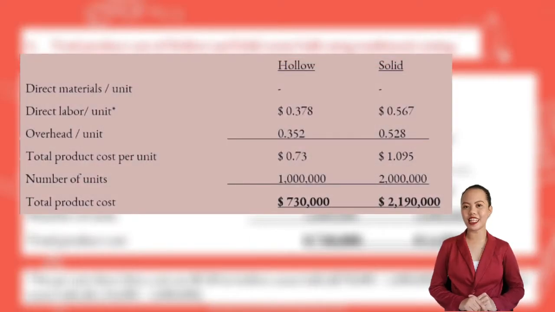Then we will arrive at the answer of $730,000 for the hollow center balls and $2,190,000 for the solid center balls. This is now our total production cost. So we now know how to solve for the overhead rate per unit and the total product cost using traditional costing. Let's now move on to the ABC system.